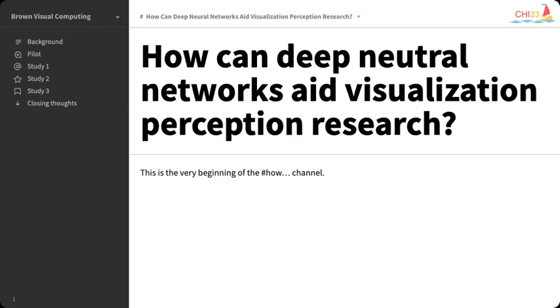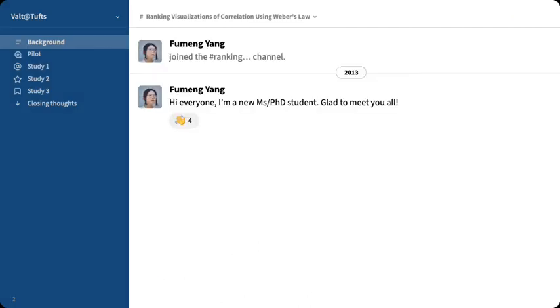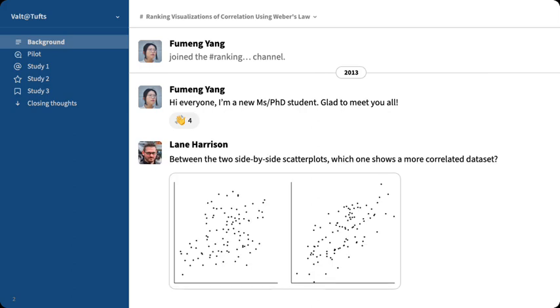Guten Tag, I'm Fumeng. I will still talk about scatter plots, but mine is a personal story about the research process. About 10 years ago in 2013, I started my graduate school at Tufts University. The very first research project I worked on began with this visualization perception problem.